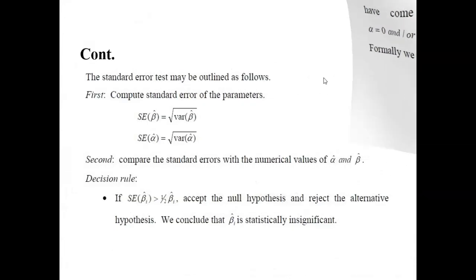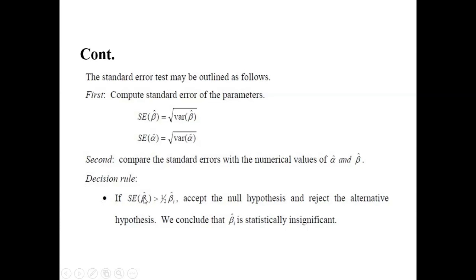So the standard error test may be outlined as follows. First, compute the standard error of the parameters. The standard error of beta is equal to the radical of the variance. Standard error, or standard deviation, is equal to the radical of the variance, as you know. Now second, compare the standard error with the numerical value of alpha and beta. Now finally, you have the decision rule.